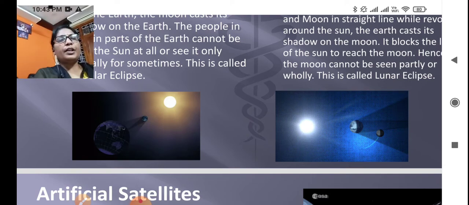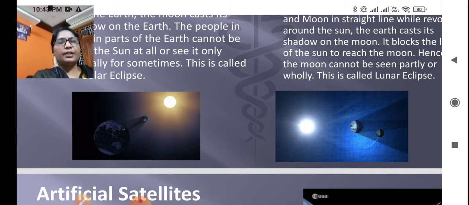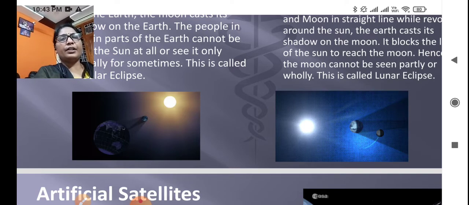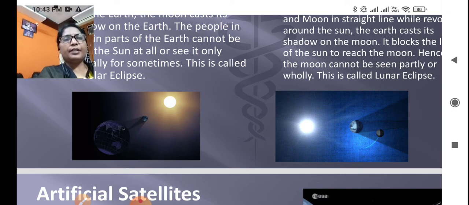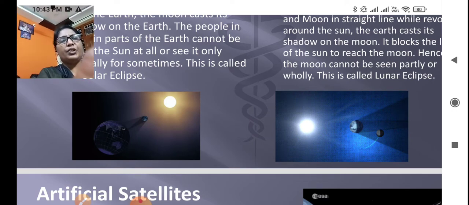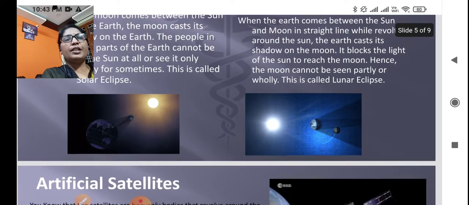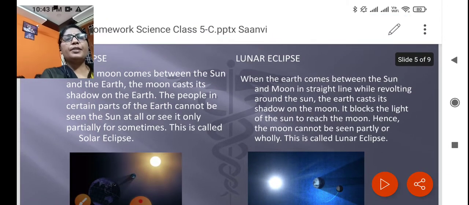If any opaque object comes in the way of light, its shadow forms. That is the scientific principle behind the eclipse formation. So the first one is lunar eclipse.